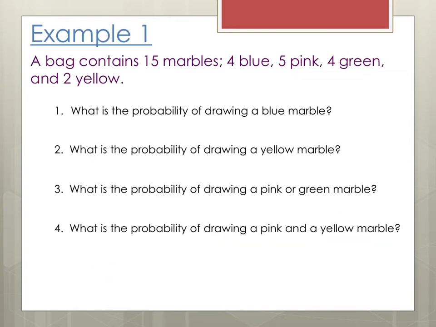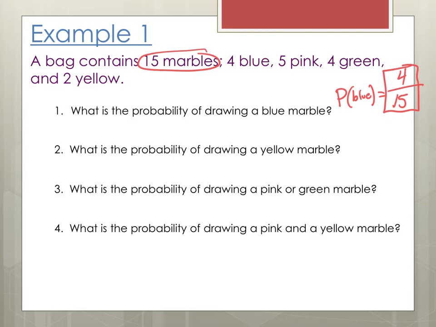So let's take a look at this example. It says a bag contains 15 marbles. 4 of them are blue, 5 pink, 4 green, and 2 are yellow. What's the probability of drawing a blue marble? Well, the total amount of marbles is 15. The number in the event is blue. So the probability of blue: there are 4 blue out of the total amount of marbles in the bag, which is 15. So my answer would be 4 out of 15. You have a 4 out of 15 chance of that happening.